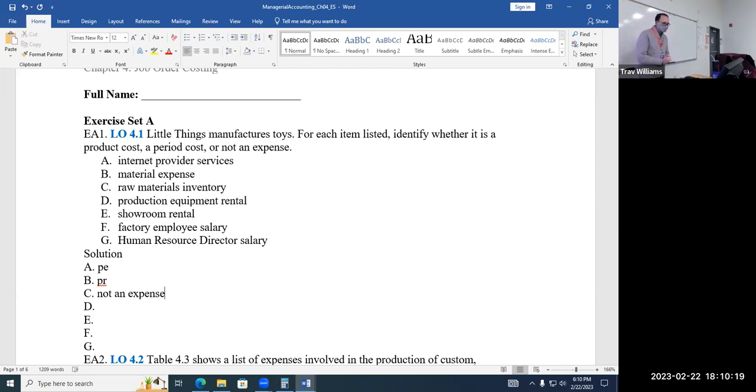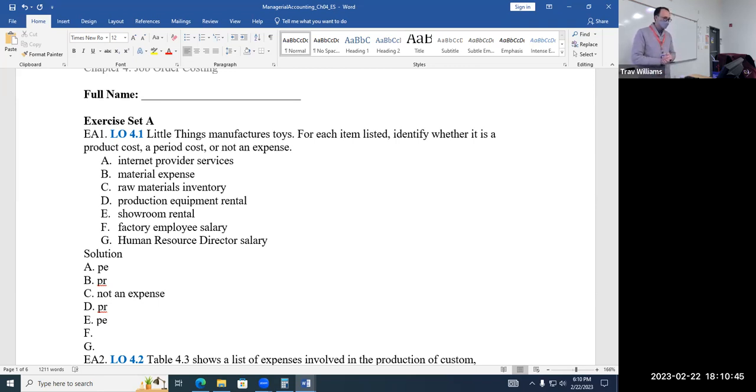Okay, then we have production equipment rental. Related to production? Yes, so that's product cost. Okay, E, showroom rental. Period. Period, correct, because that's where you show your product, not where you make it.